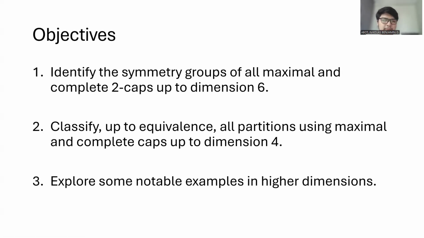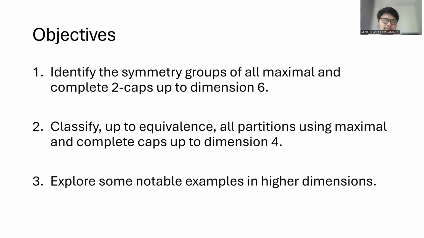Finally, moving on from the preliminaries, in summary, the objectives of this paper are to identify the affine symmetry groups of all maximal and complete caps up to dimension 6. These are the known and published ones, though there are some preprints that are chipping away at higher dimensions. Next is to classify up to equivalence all partitions that make use of maximal and complete caps of the affine space up to dimension 4. I'll note that in the paper, we are abbreviating maximal caps to caps so that we can better indicate the sizes of the caps within the paper.